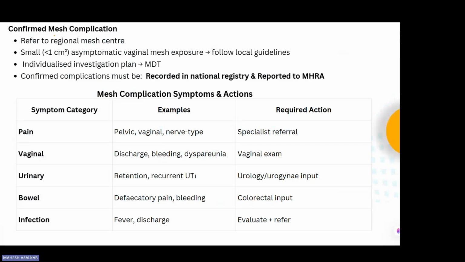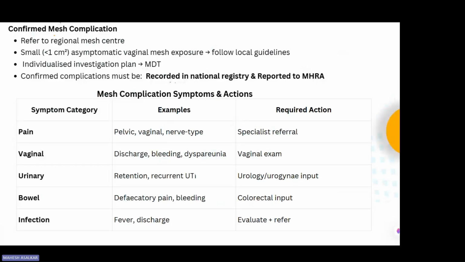Okay. Now depending upon the area of exposure, if the area of exposure is small, less than 1 centimeter square, and the patient is asymptomatic, you follow the local guideline, individualize the investigation plan, okay, and confirm. The complication must be recorded in the national registry and reported to MHRA.